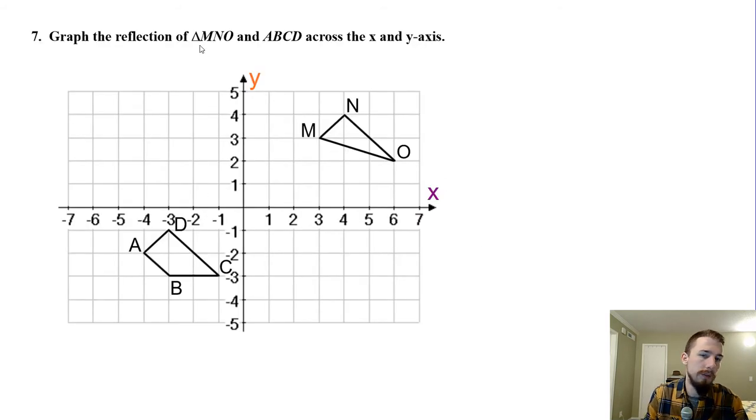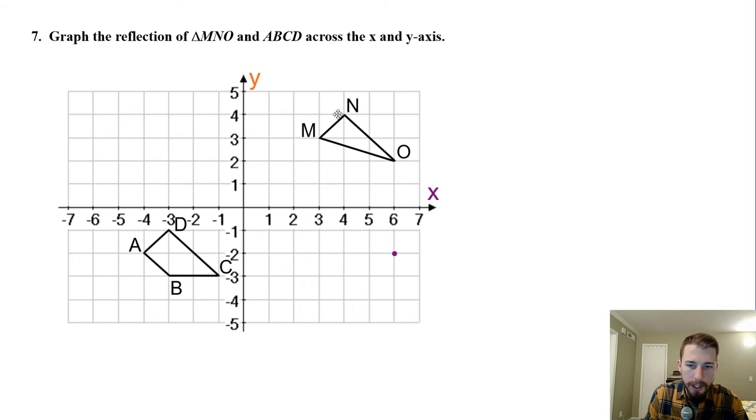Graph the reflection of triangle MNO and ABCD across x and the y-axis. So this one's going to take a while, but it's kind of fun because you get to graph it out and you kind of see visually if you did it right. So we're going to move M and O across the x-axis first. So our x-axis is here. And so O is up 2, so we're going to move it down 2, which puts it right here. So this is going to be our point for O prime.